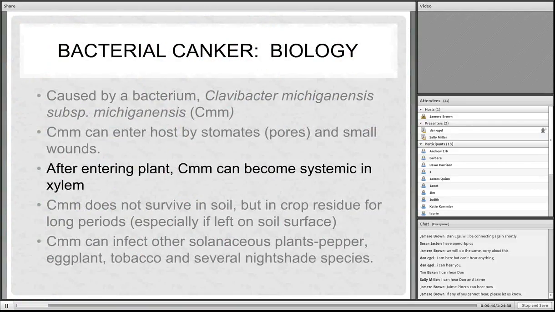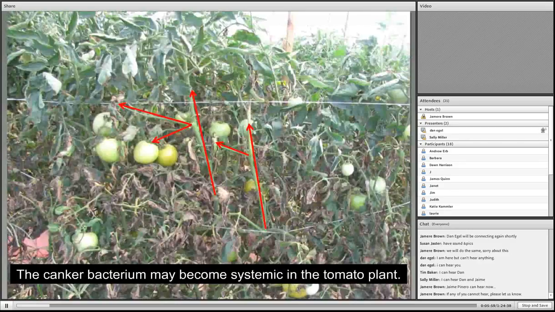After entering the plant, the CMM bacterium can become systemic in the xylem of the plant, so it moves up the plant, and this is important in understanding the disease and in controlling the disease. If you look at this picture here, you can see the arrows represent the movement or possible movement of the bacterium in the plant.